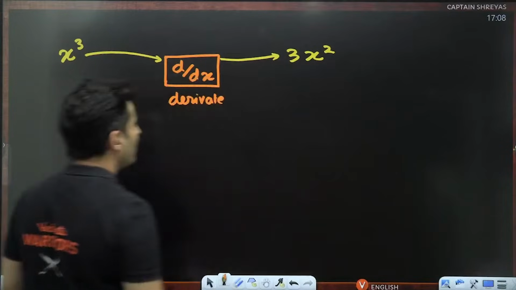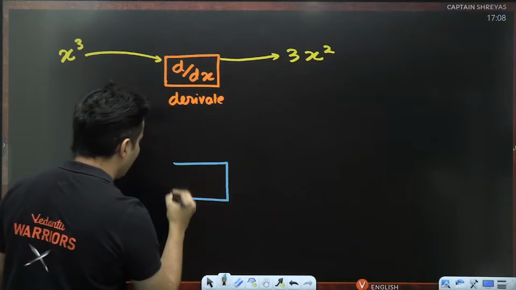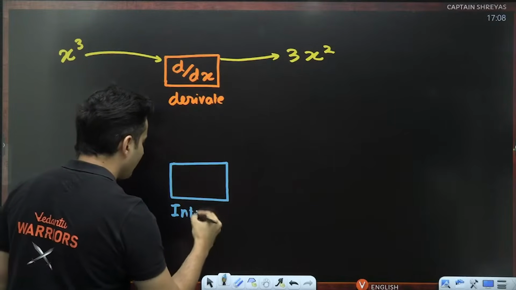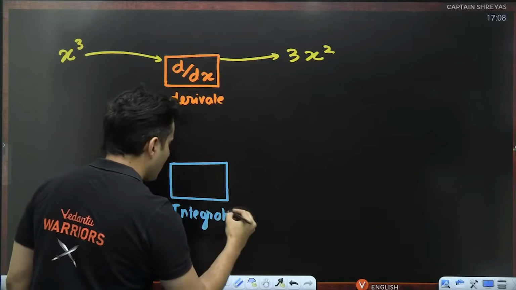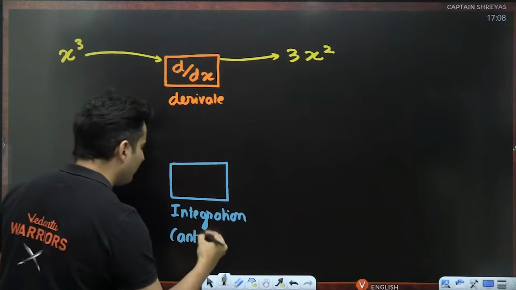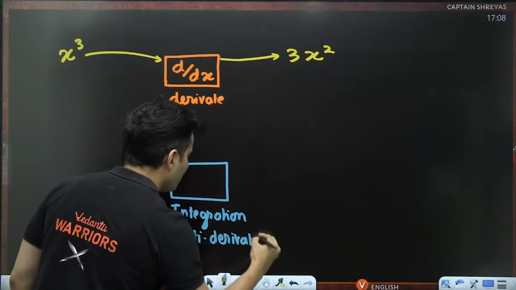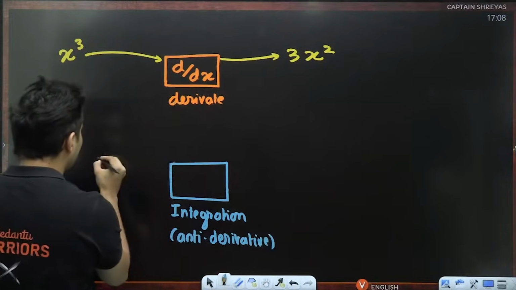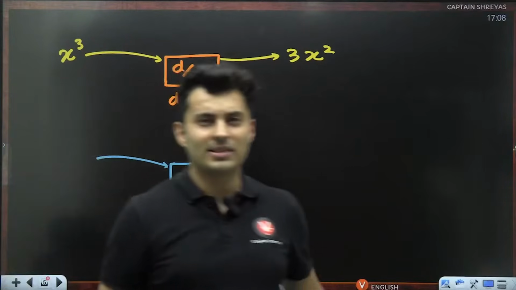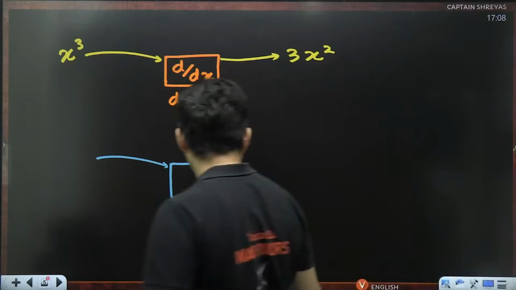Now I tell you that, listen, there is another magical box. And let me call that magical box as integration, whose job is the exact opposite of derivative. So antiderivative. So meaning, if you give it something as input, it will tell you whose derivative was it.